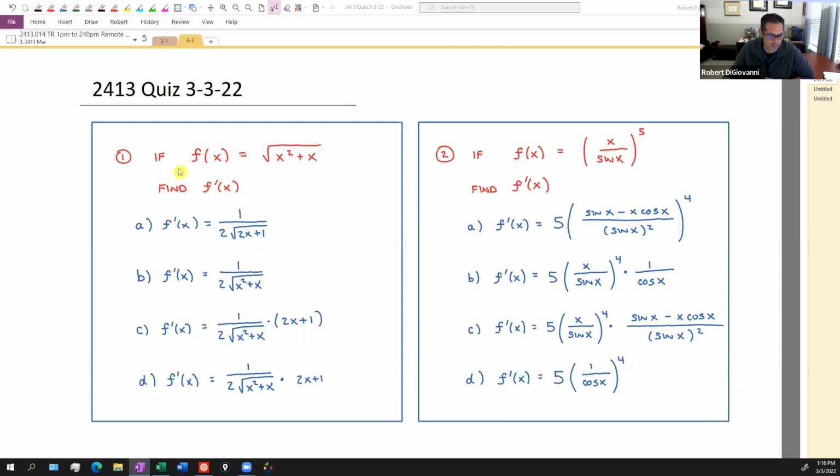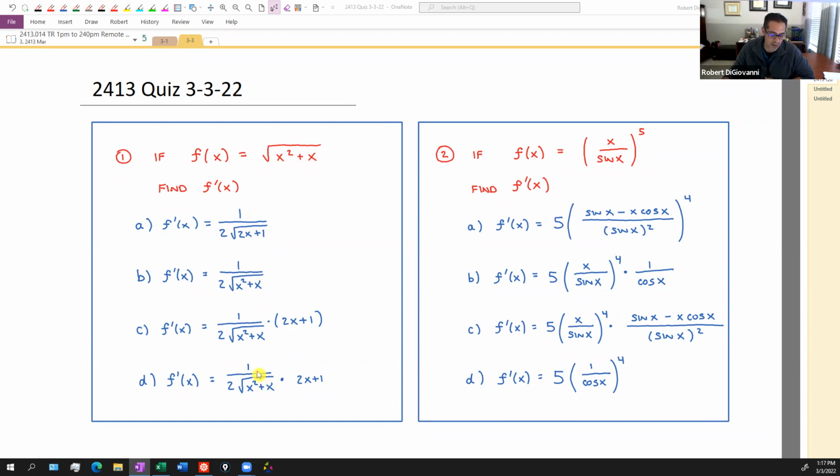Look for number 1, this particular answer. Whoever did this is doing the chain rule, right? They're saying the derivative of the square root of something is 1/2 times the square root. But then instead of putting the original inside function in here, they took the derivative of the inside function and put it in here. That's not correct, right? This one, they did the derivative of the outer function, but they forgot to multiply by the derivative of the inside.